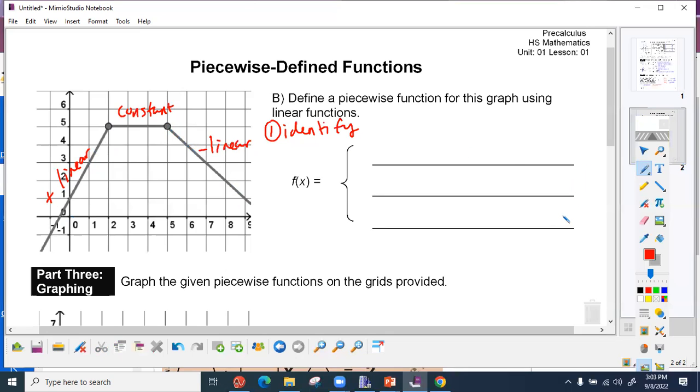Agree? Okay, how do we feel about identifying? Doable? Okay, step two is you're going to figure out your intervals. From left to right, what is our first interval?